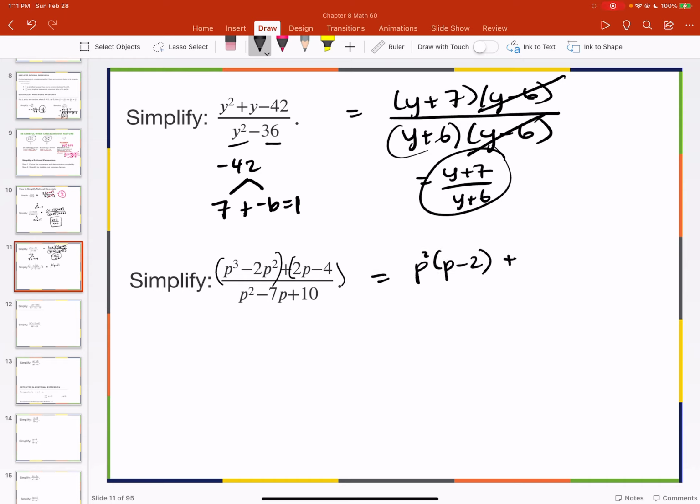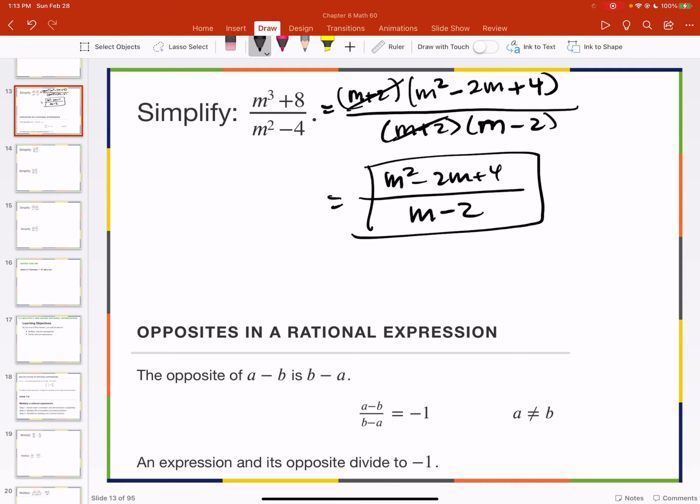Okay, so then one type of factoring we need to be okay with is opposites in a rational expression. The opposite of a minus b is b minus a. So let's try that. 1 minus 2 is negative 1. 2 minus 1 is positive 1. Okay, so they're opposites. That's cool. So one way that you can see it, if you have an expression and its opposite underneath, then when you divide them, the ratio of them is going to be just negative 1. Okay?